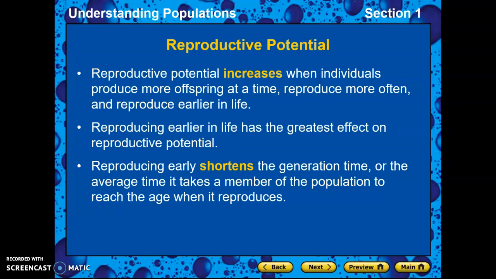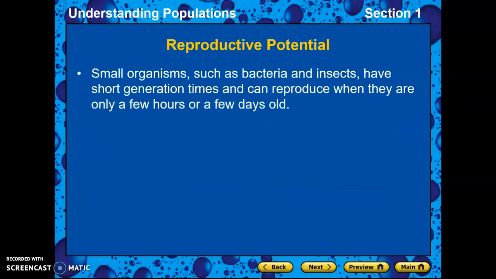Reproducing early also shortens the generation time, or the average time it takes a member of the population to reach the age when it reproduces. For example, humans have generations that are pretty far apart, normally at least 20 years. That's because most of the time, women do not have babies before the age of 20. It does happen, but a lot of times women wait until after they're 20 to start reproducing. So that is the generation time between their parents, them, and then their children. It's a lot longer for humans than it is for animals in the animal kingdom.